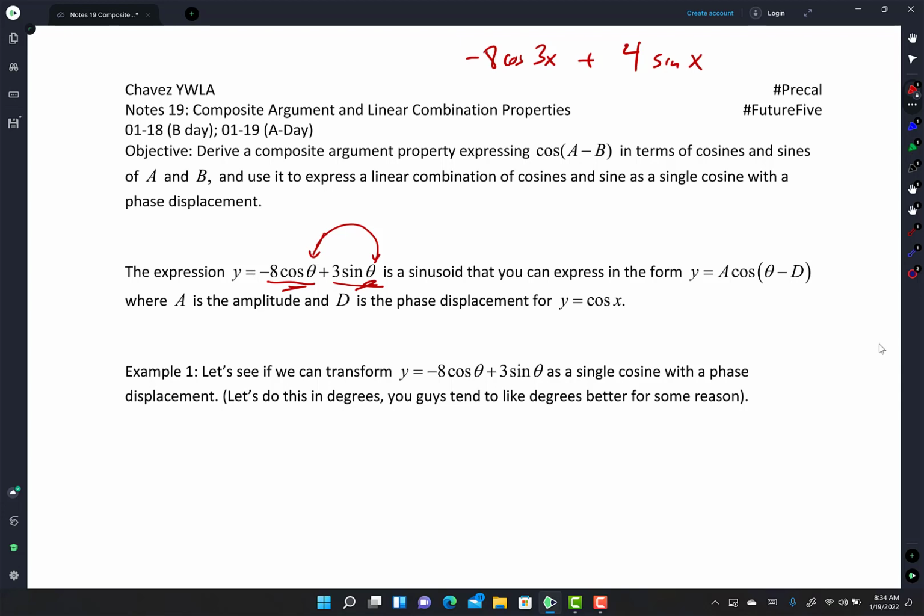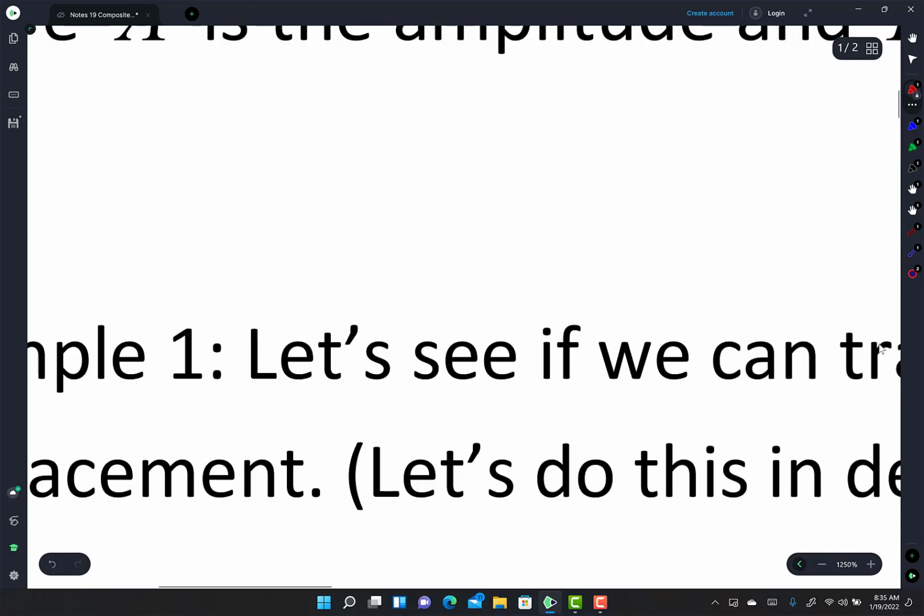Now, why do you sometimes want that one wave? Because sometimes it's easier to analyze a function if it's just one wave instead of two. Does that make sense to you guys? All right, so here we go. How are we going to do it?